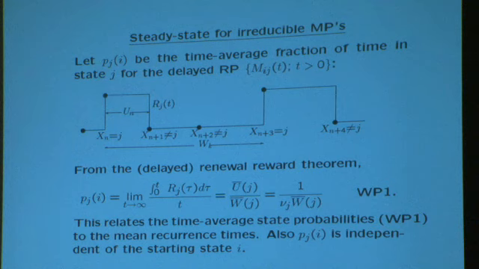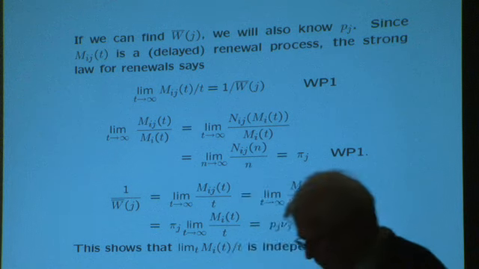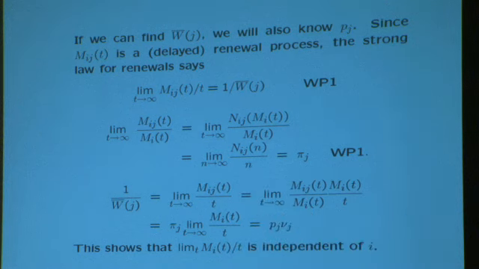It connects this steady state probability, excuse my impolite computer, this relates the fraction of time you're in state j to the expected delay in state j. It's one of those maddening things where you say, that's great, but I don't know how to find either of those things. So we go on. We will find them. And what we will find is W sub j. If we can find W sub j, we'll also know P sub j.